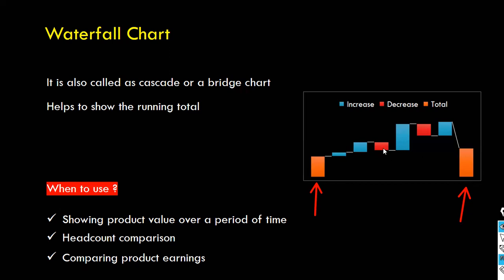And then, what is red? This many employees left my company; they resigned from their jobs. And again, we recruited and onboarded more employees. With the size of this rectangle or square itself, we can make out how many of them left the company, and then again you recruited. Currently, we are here. In the case of headcount comparison, this is good. And for comparing product earnings also, you can use a waterfall chart. It is also called a cascade or bridge chart.